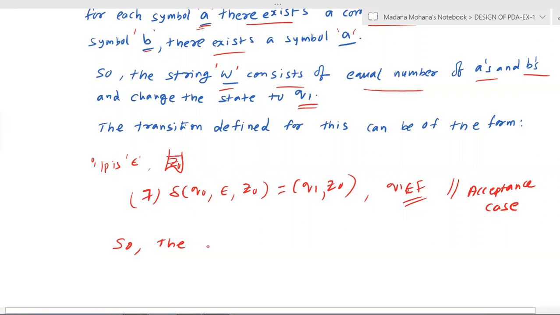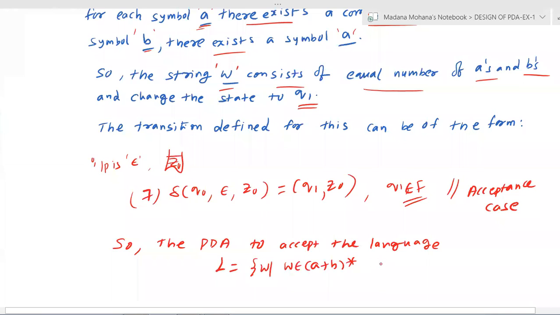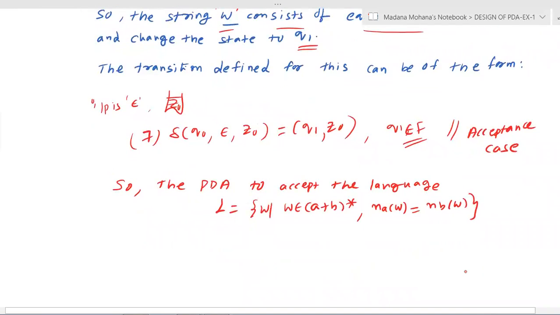So the PDA to accept the language. Here, what is the language? The given language L equals W such that W belongs to (A plus B) whole closure, and the condition is number of A's in string W equal to number of B's in string W. So this is the given language. Now the corresponding PDA is given by, first write down the tuple definition. So given by M equal to (Q, sigma, tau, delta, Q0, Z0, F).